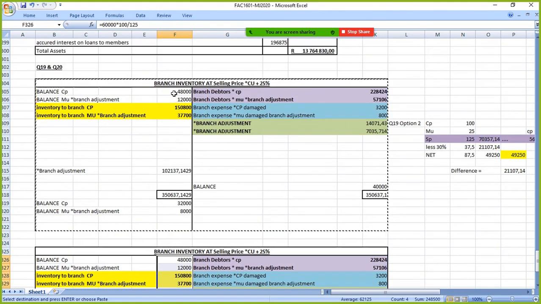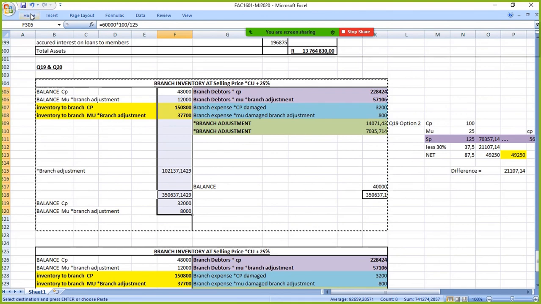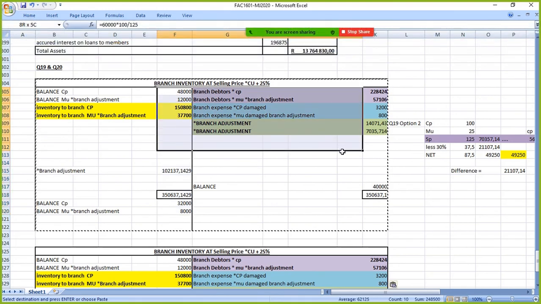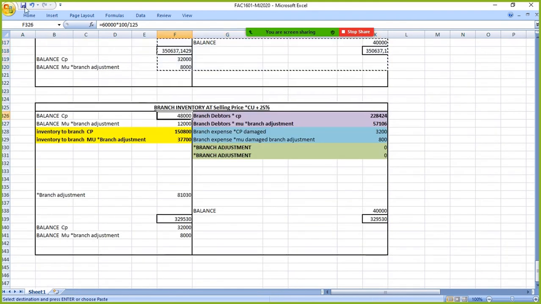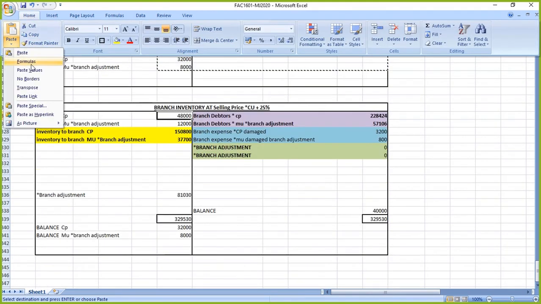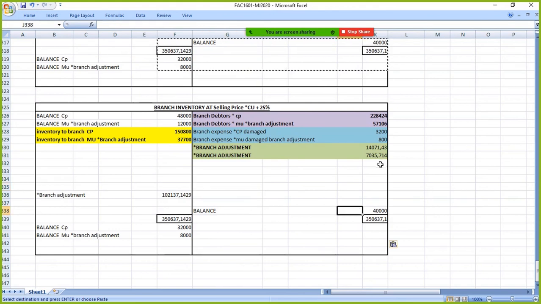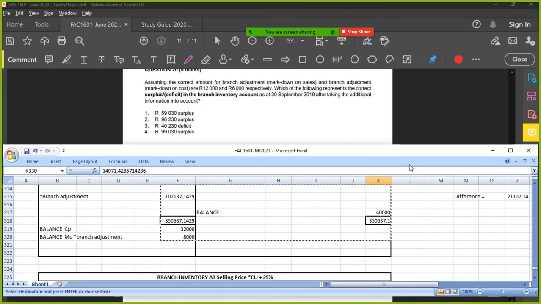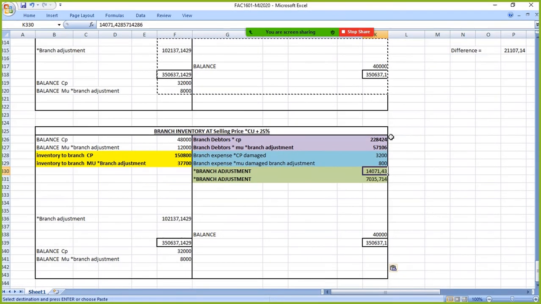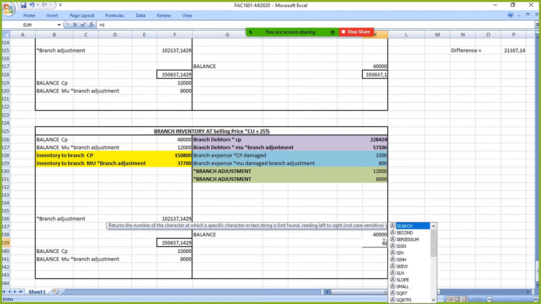Ooh, I think the amounts have changed. Yeah, they have. Okay, they want us to use 12 and 6. Okay, so let's update.